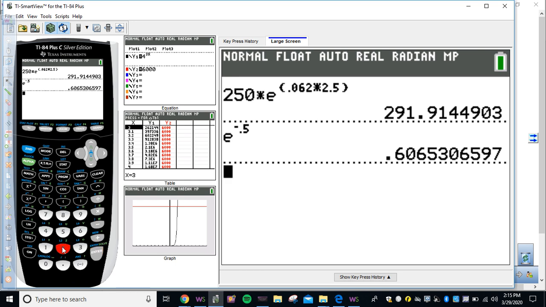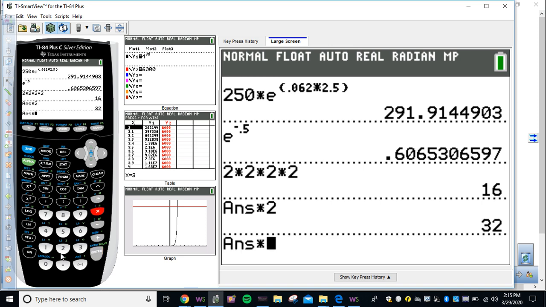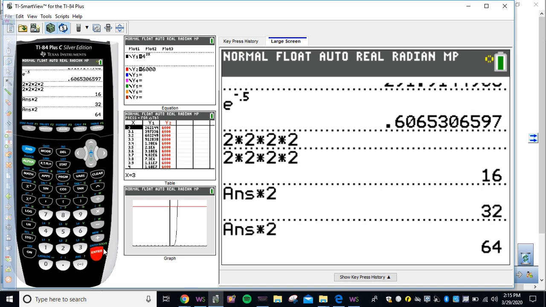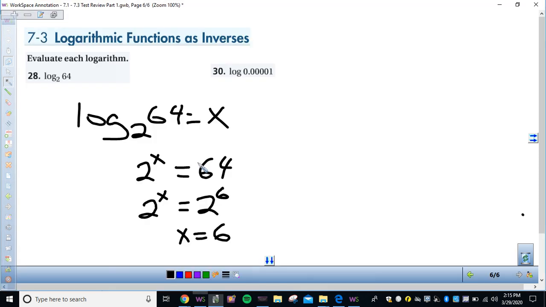Well, you can just go 2 times 2 times 2 times 2. So 16, and then we can just keep on multiplying by 2, so that's our 5th 2. We got 32, and then times 2. That's our 6th 2. So 1, 2, 3, 4, 5, 6 2's. 2 to the 6 equals 64. So we can just say x equals 6.